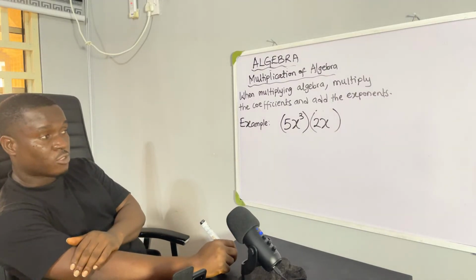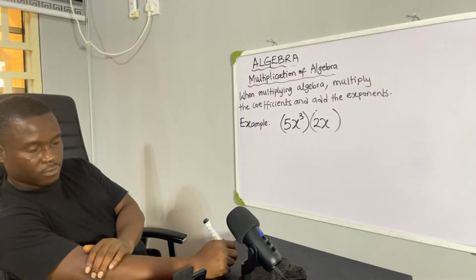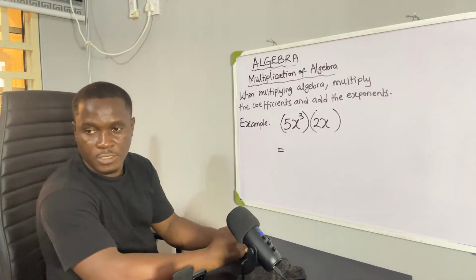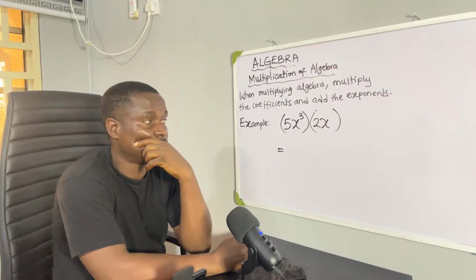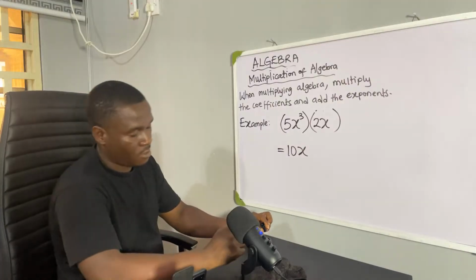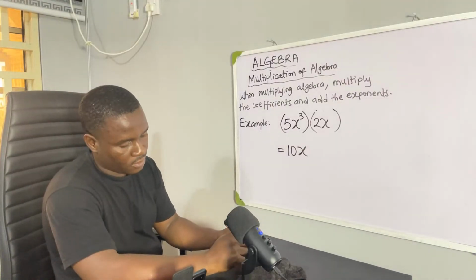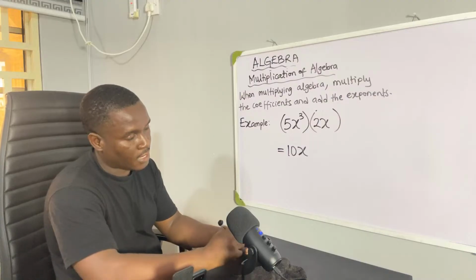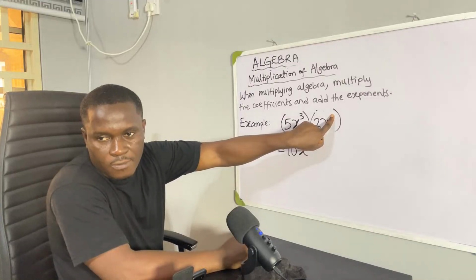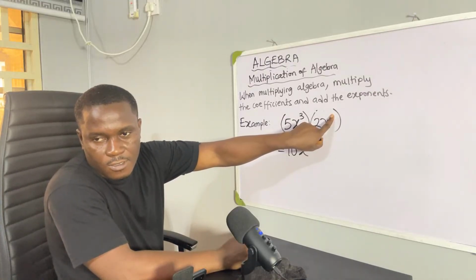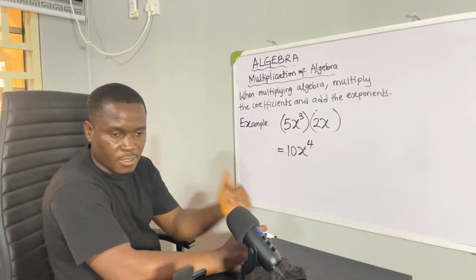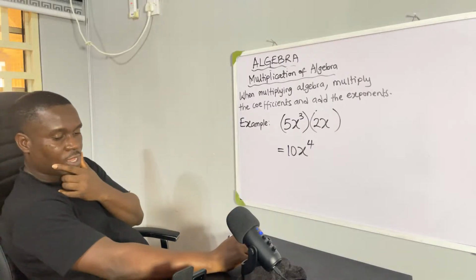5x to the third power multiplied by 2x. So what are the coefficients? We have 5 times 2, 10x. What are the exponents? 3 plus 1. That gives us 4. So imagine that you did not know that there is a 1 here. Then I would have filled it because I put 3. So that's why those principles are very important.